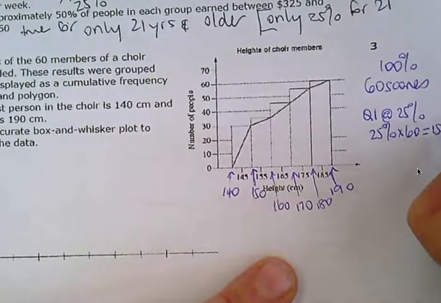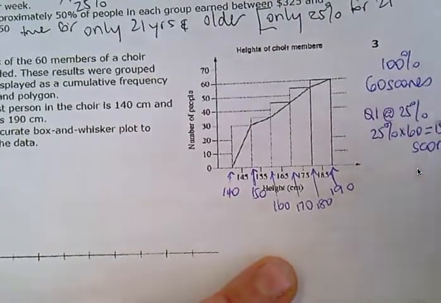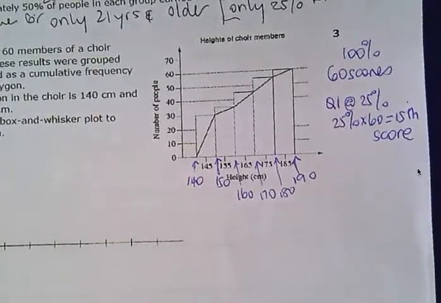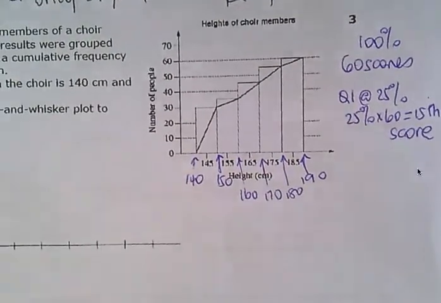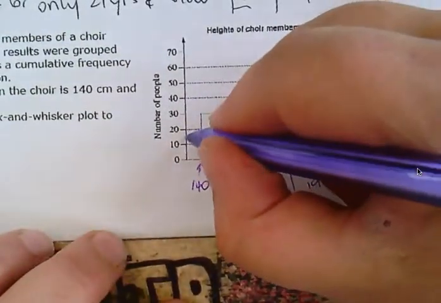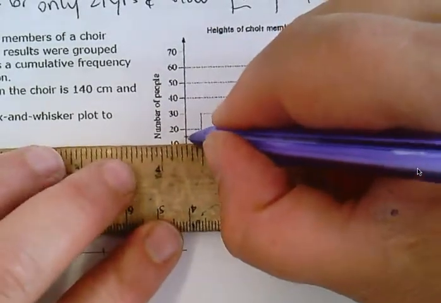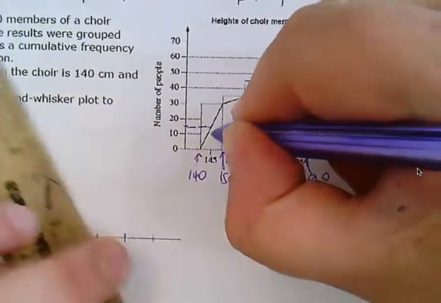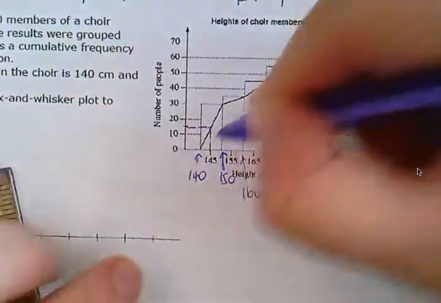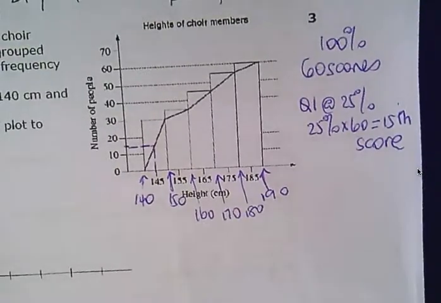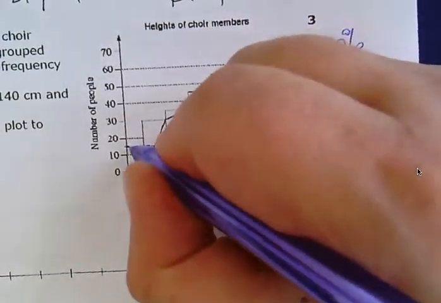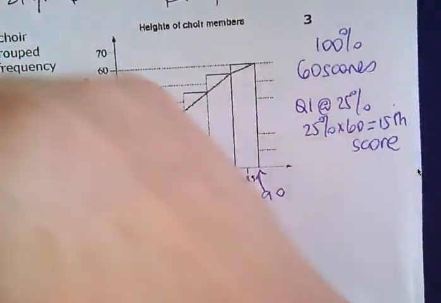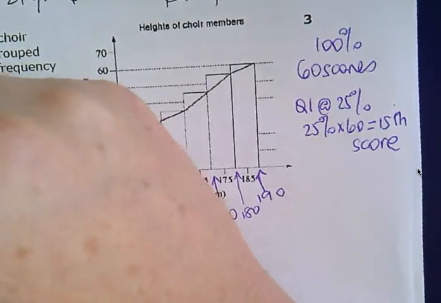So I've got 25% of 60. I come across at the 15th score. It is not that the first quartile is 15. So I'm going to go halfway between 10 and 20, do my dotted line and come down. And look, that's pretty much sitting at, what's your first quartile, do you think? Yeah, I know my thing's a bit crooked here, but it is. So Q1 I've got is 145.